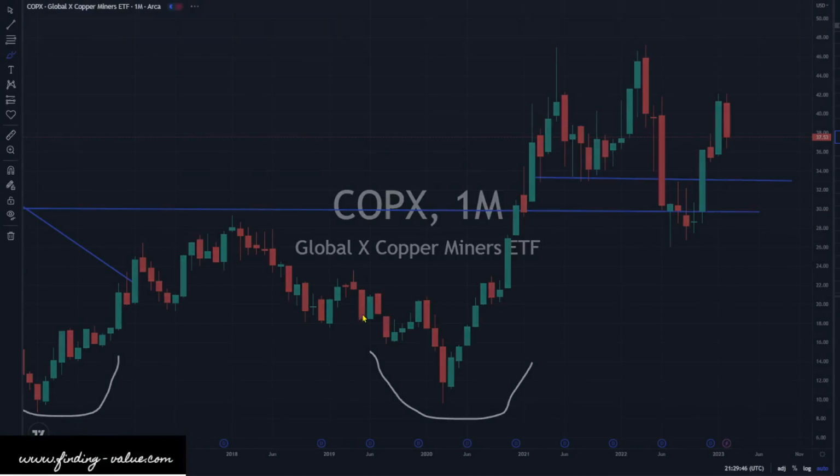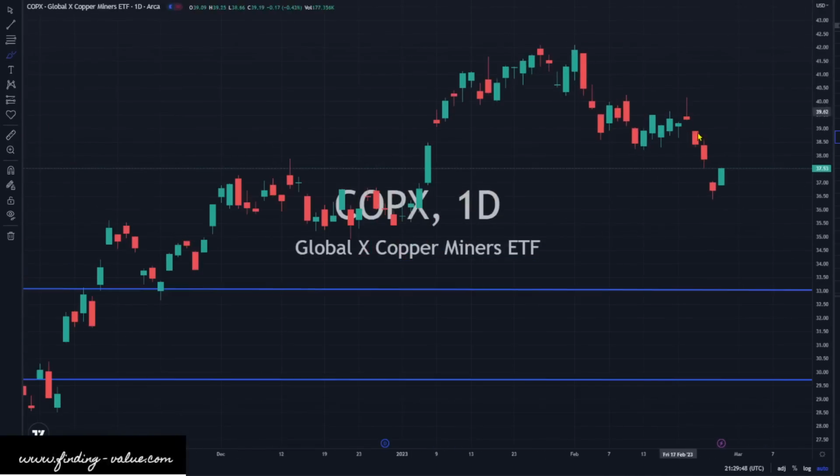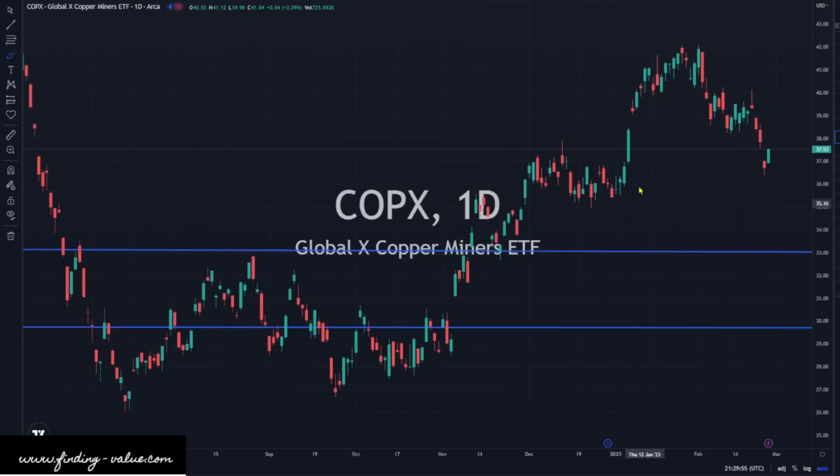COPX up 2.21%. We had a little bit of selling pressure here. It's not a reversal candlestick, but yeah, it's looking a lot better than what it was. We're at support here. So that's basically the same spot right underneath us. So we're probably going to get a bounce here.